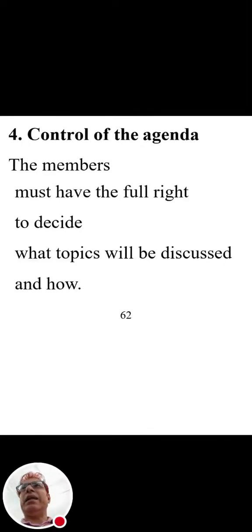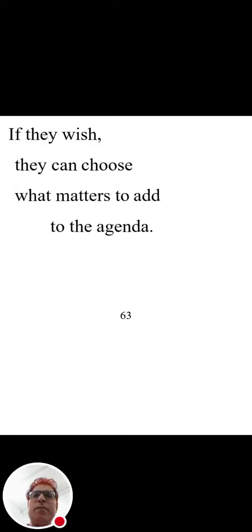The fourth criteria, the fourth standard for a democracy, control of the agenda. Repeat with me, control of the agenda. The members must have the full right to decide what topics will be discussed and how. If they wish, they can choose what matters may be added to the agenda.